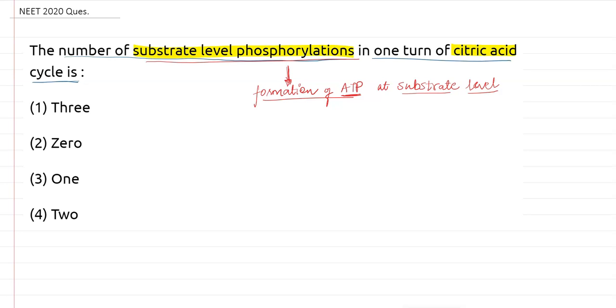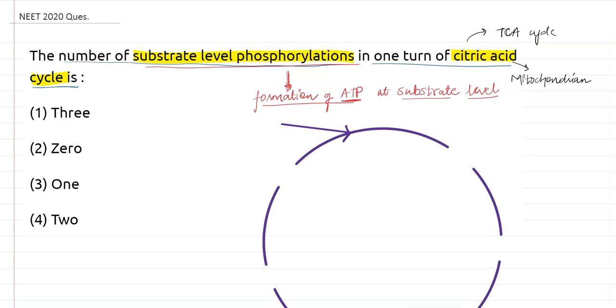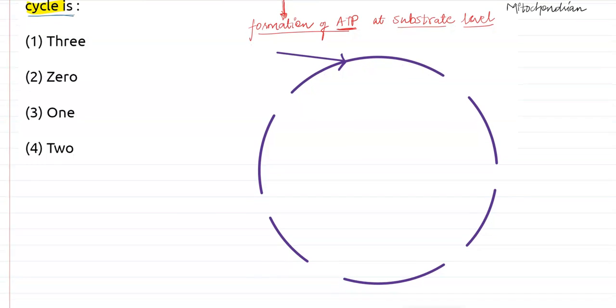ठीक है. सिट्रिक एसिड साइकिल is also called as ट्राइकार्बोक्सिलिक एसिड साइकिल. सिट्रिक एसिड साइकिल को टीसीए साइकिल, that is ट्राइकार्बोक्सिलिक एसिड साइकिल भी बोलते हैं. ये माइटोकॉन्ड्रिया में होती है. It occurs in mitochondria. Let us now have a look at the citric acid cycle or the TCA cycle.